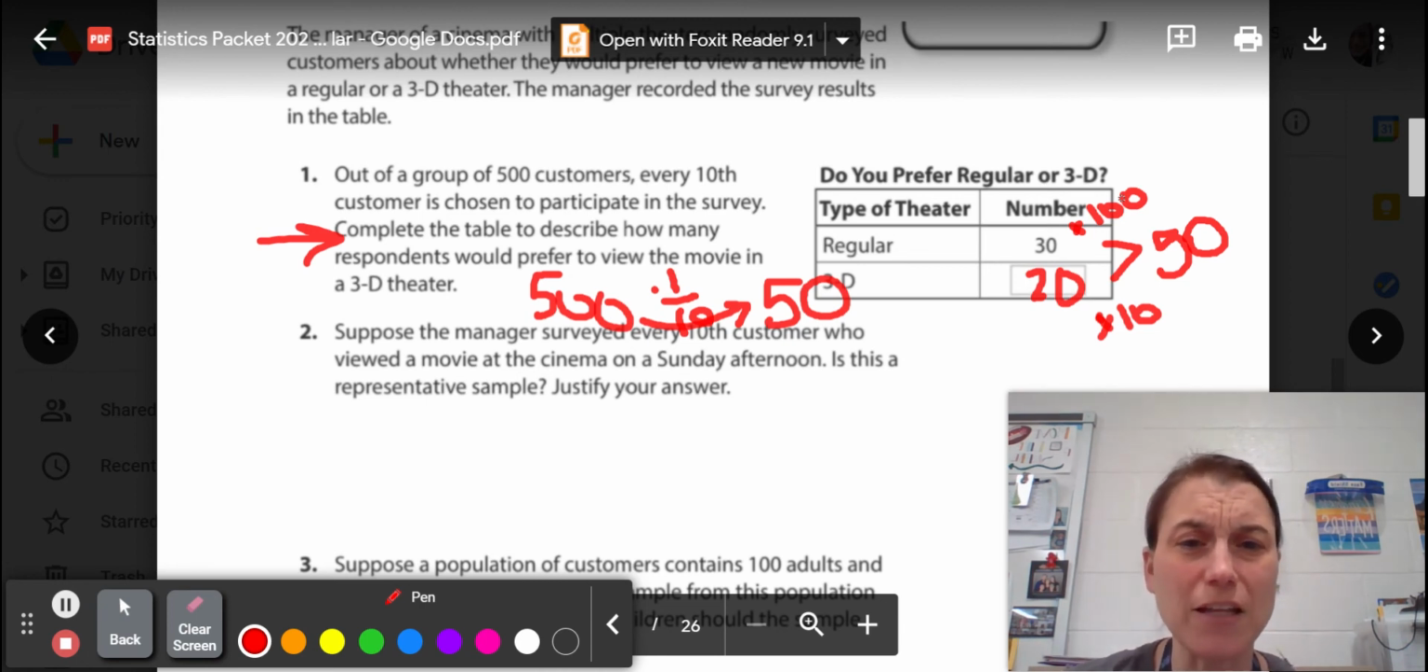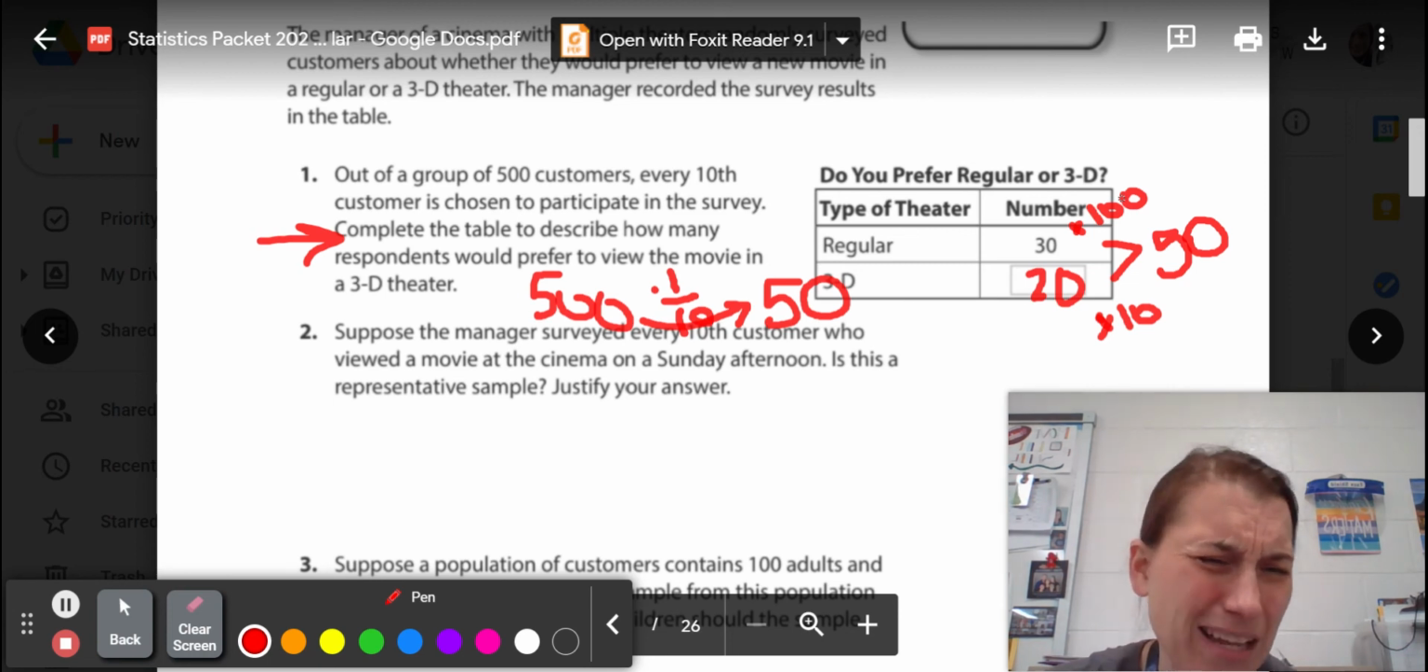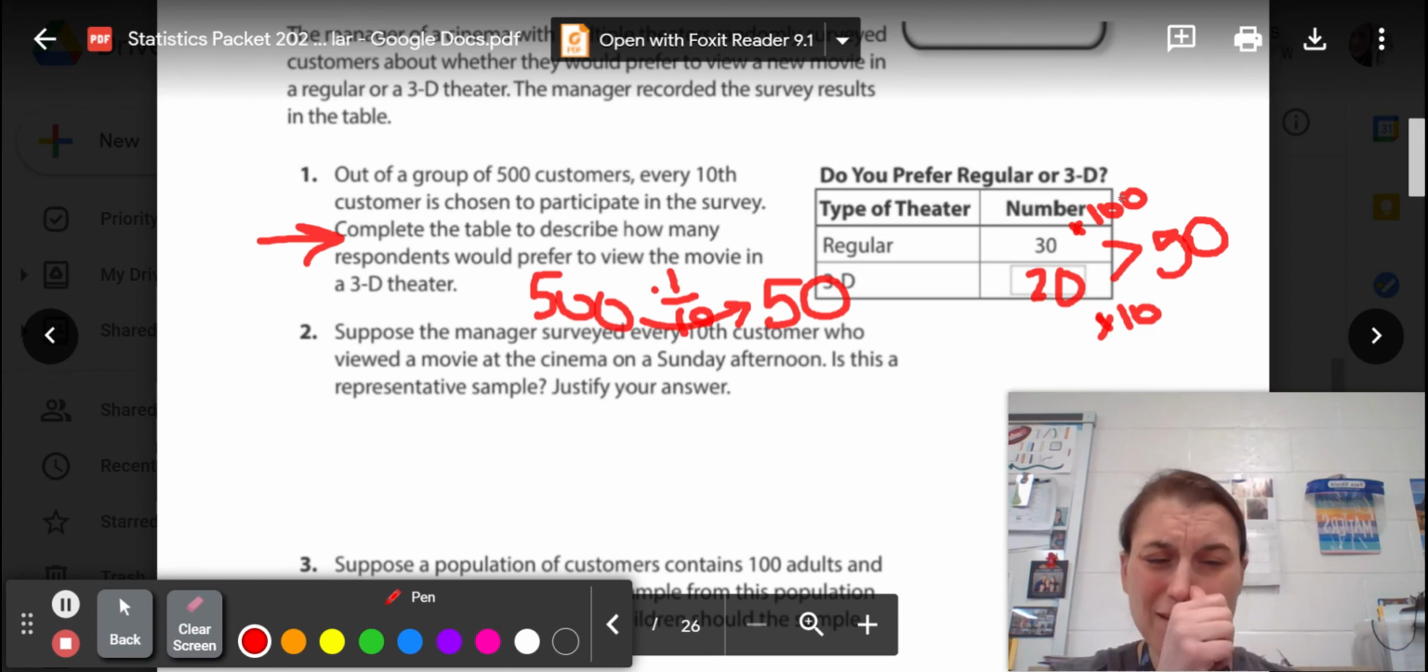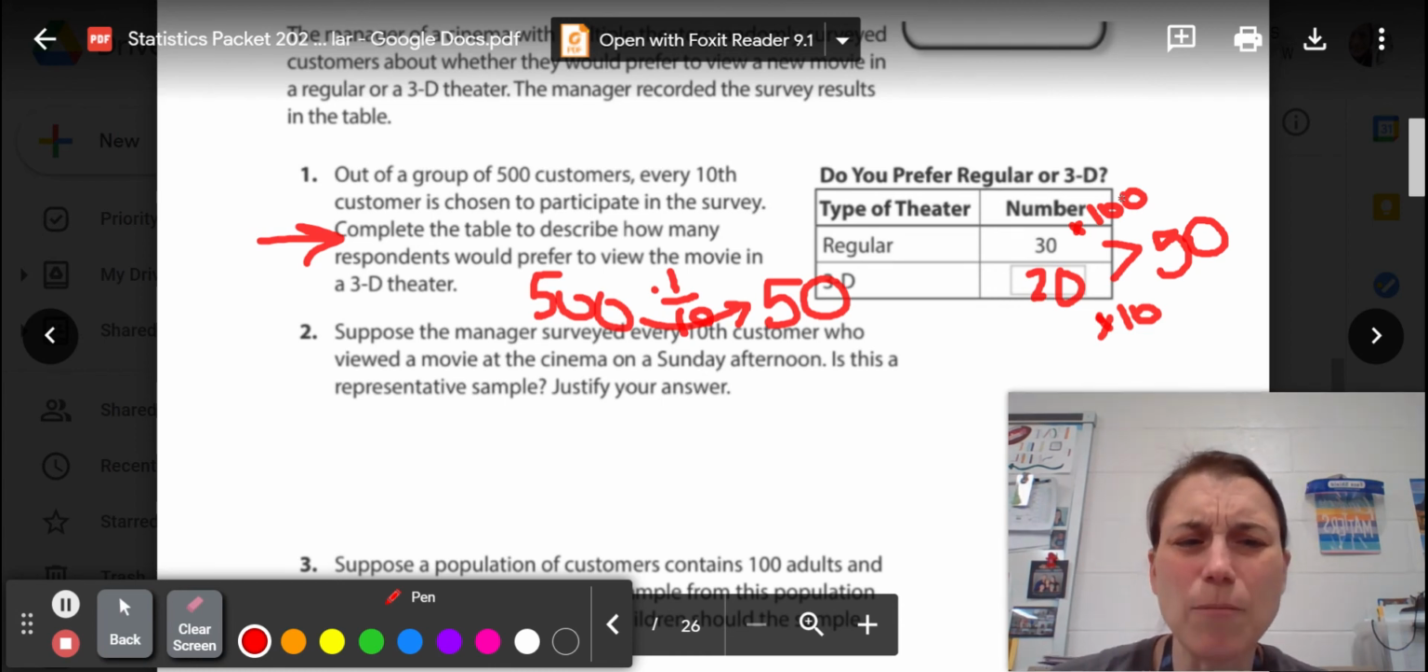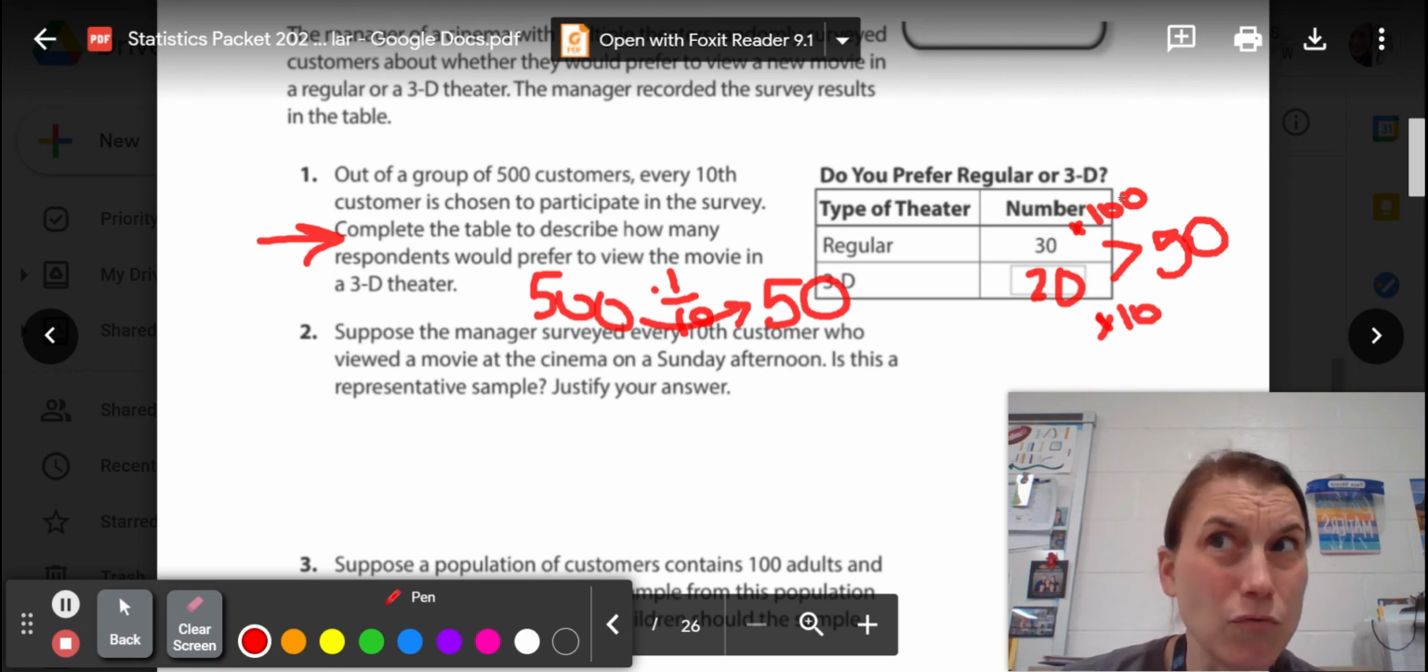Suppose the manager surveyed every 10th customer who viewed a movie at the cinema on Sunday afternoon. Is this a representative sample? Okay, so now we're being more specific. If we just pick a day, like Sunday, is that a random sample or representative? Well, no, because we don't know what type of people visit on Sunday afternoon. Like, who is going to the movies on Sunday afternoon? Is that the common time that everybody goes to the movies? Not really. So wouldn't you need to get a broader picture? Maybe the people who really like 3D often come Friday nights. I wouldn't really know for sure.